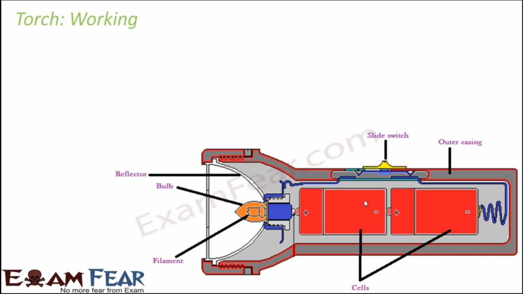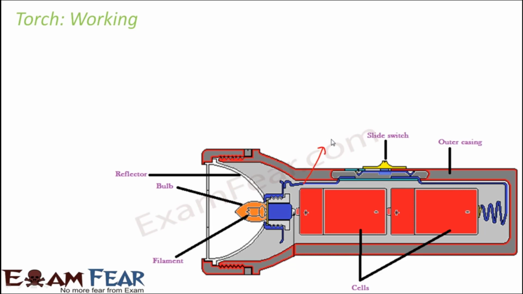That means current can flow. The current which is being generated in the battery should be able to reach the bulb. So we do not have wires here. Instead of the wires, we have these springs here. It basically plays the role of the wires, so it helps to complete the circuit.